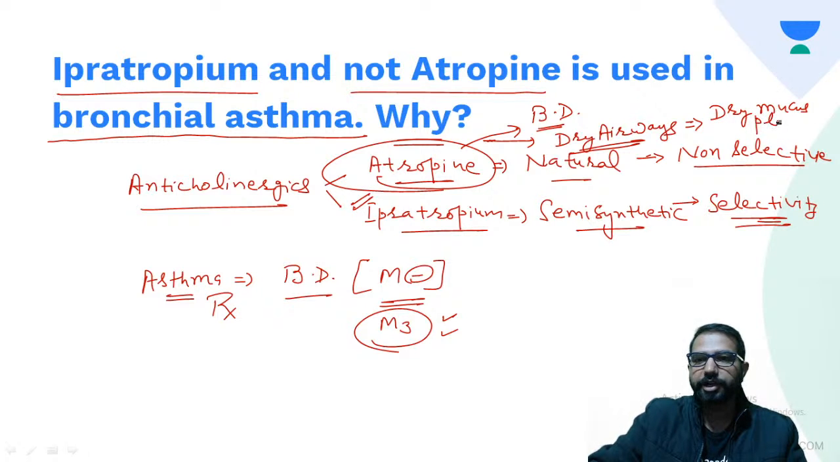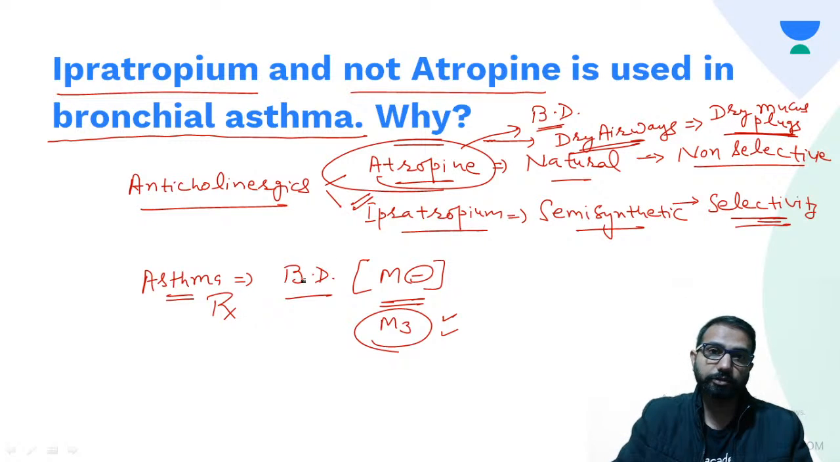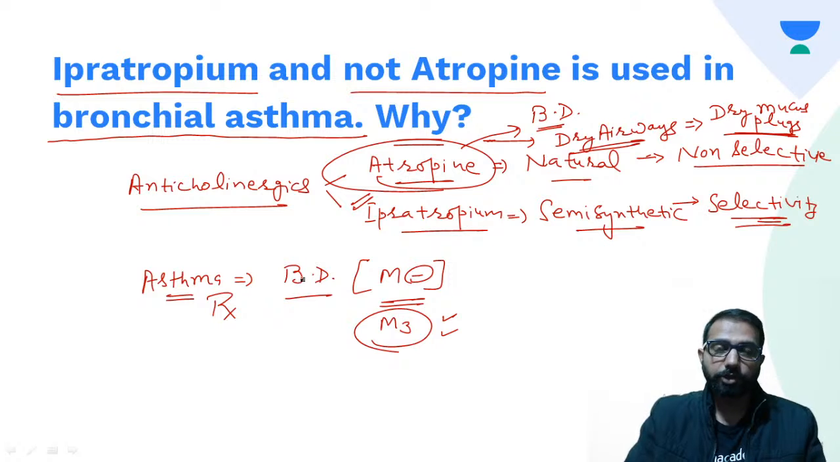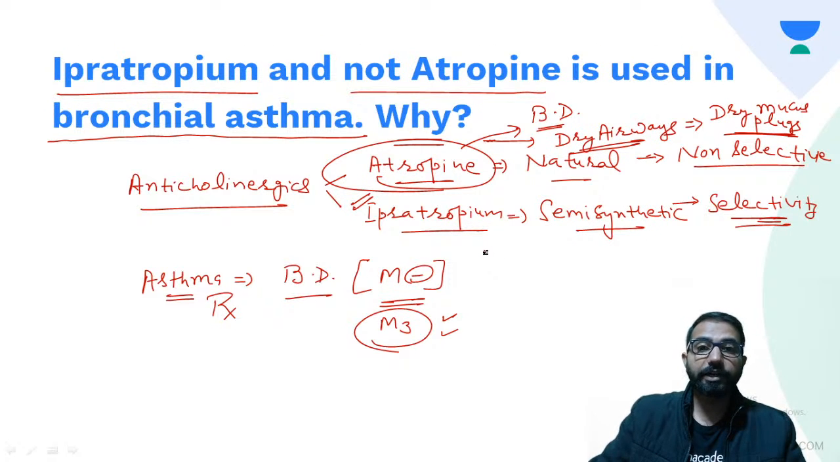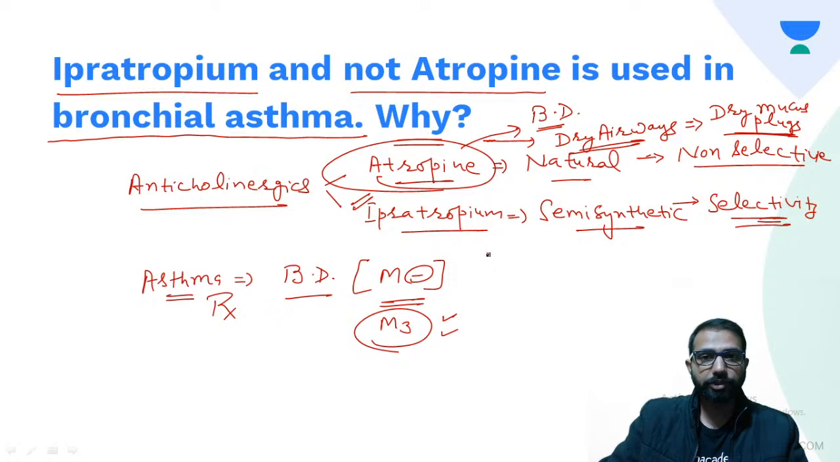And they are not good in asthmatic patients and COPD patients. Dry mucus plug formation can cause problems for asthmatic patients. Ipratropium is more selective for this airway dilation. It has less dryness in the mucosa, less airway dryness. Because of that, it is preferred in the asthmatic patient, right? We don't use atropine.